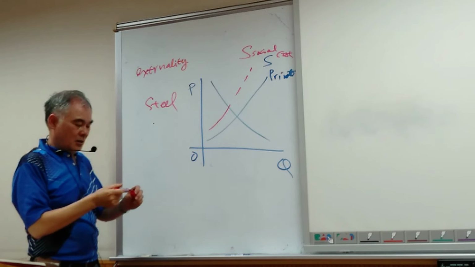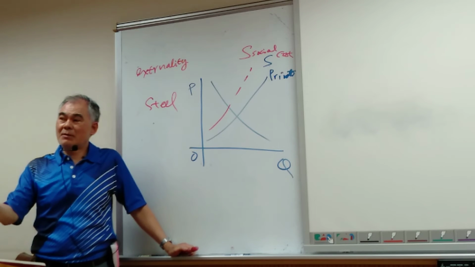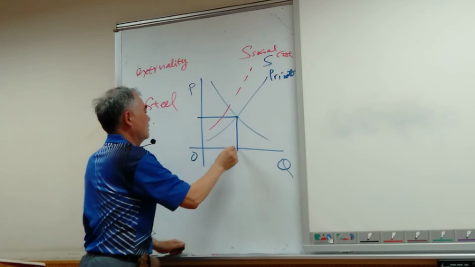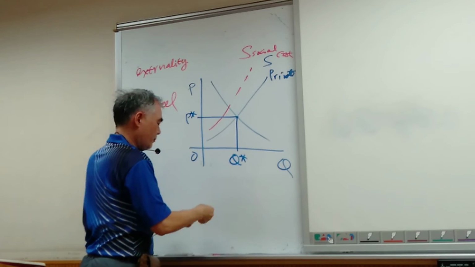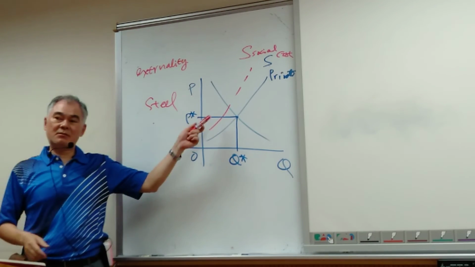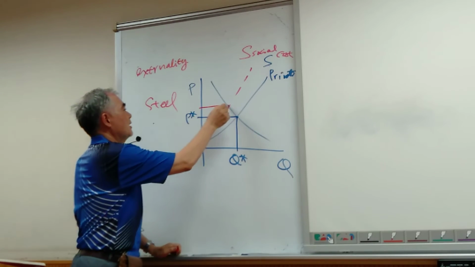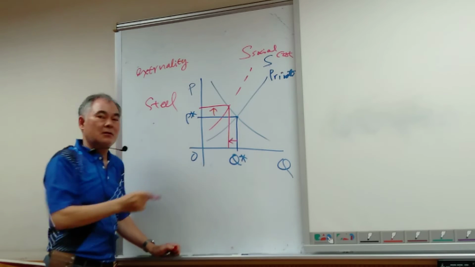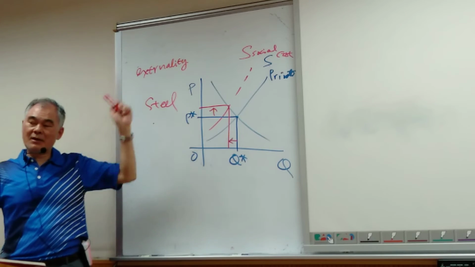So if you allow the steel maker to maximize their profit, what are you going to get? You're going to have P star here, Q star here. But as a matter of fact, if you consider the social cost, what happened? The price should be higher, the quantity should be lower. So this is one of the issues on externality.